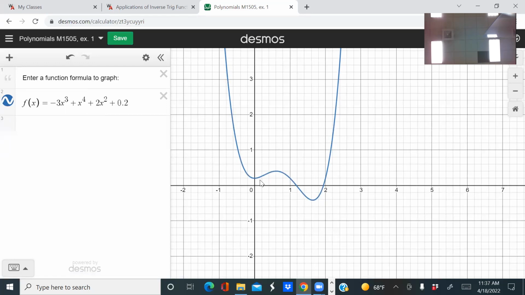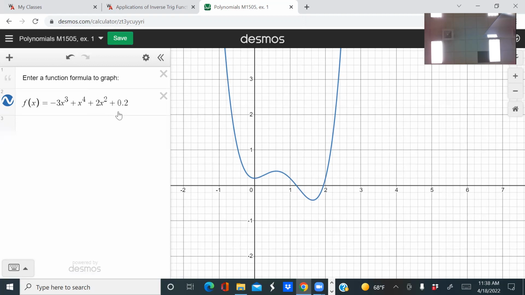And how many x-intercepts could it have had? 4? How many x-intercepts do we actually end up with here? Only 2, right? The maximum number was 4, but we only ended up with 2.